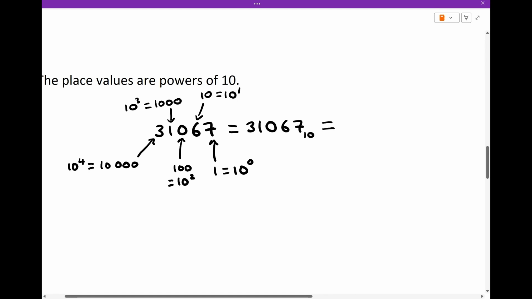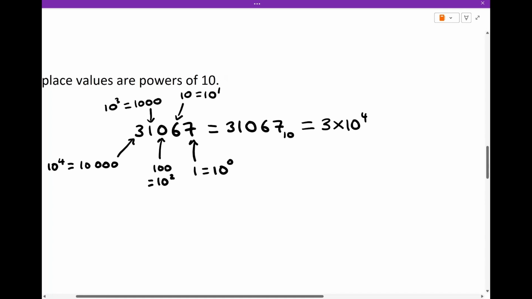Okay, so if we start with the 3, which represents 3 10,000s, or another way of thinking about it is it represents 3 lots of 10 to the power of 4. So we're going to write 3 multiplied by 10 to the power of 4, which would give you 30,000.